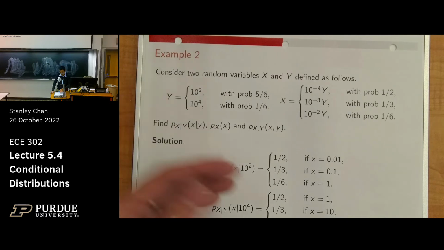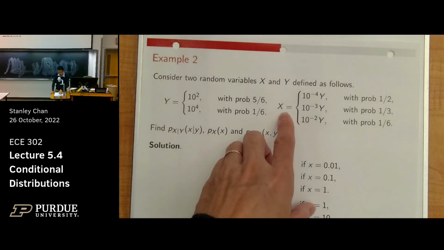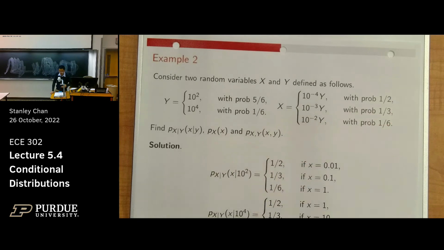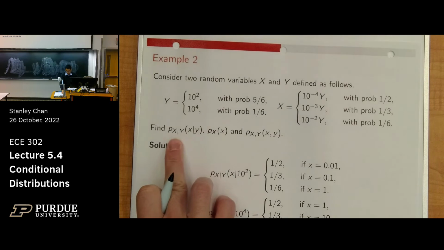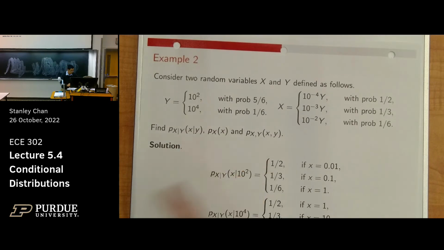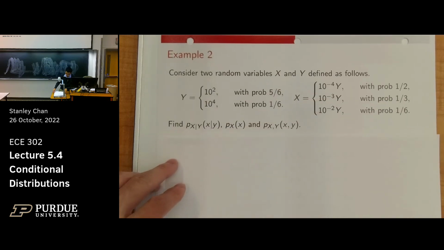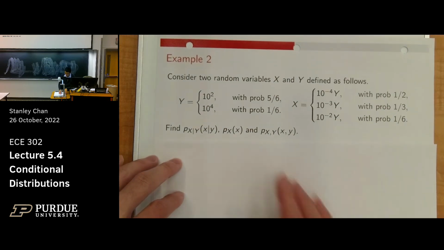So that's the probability for y. And now x is dependent on y. So you have x equals some number times y, with different probabilities. So I want to find 3 things, right? The conditional probability, the marginal, and also the joint distribution.